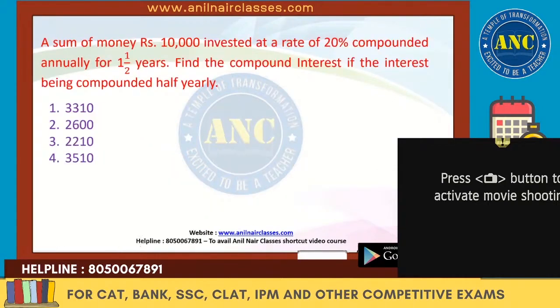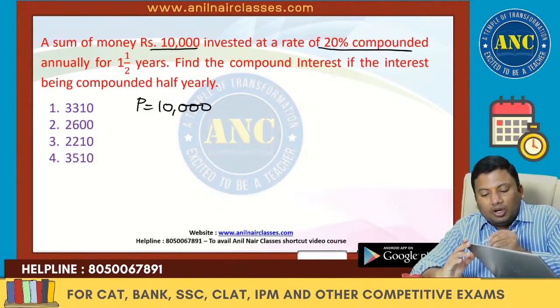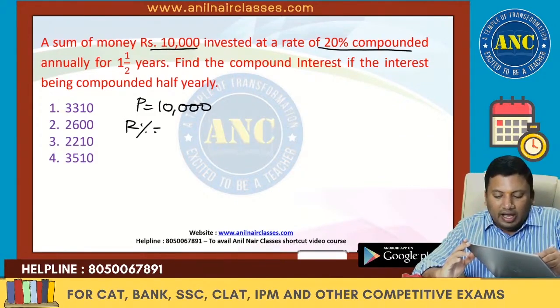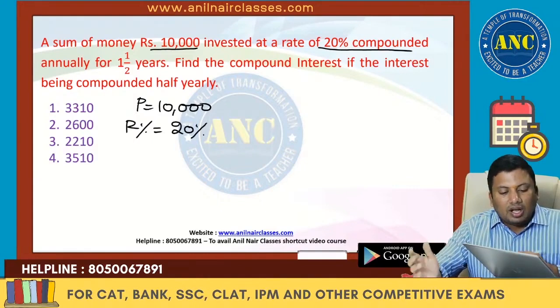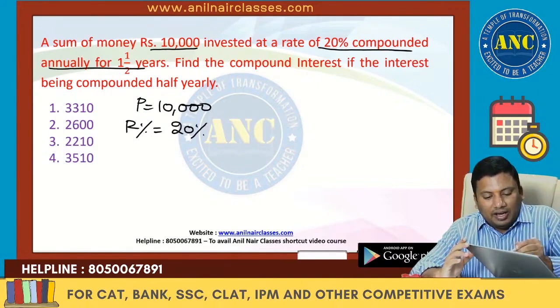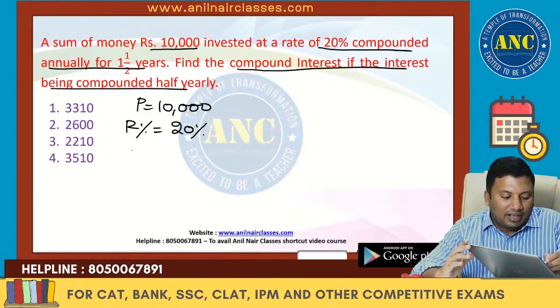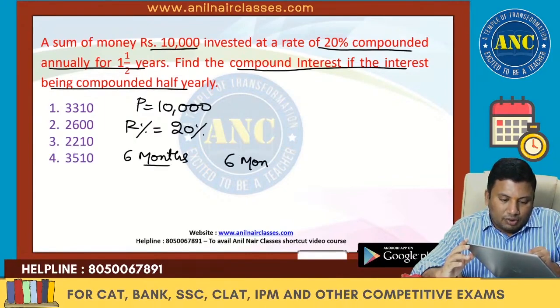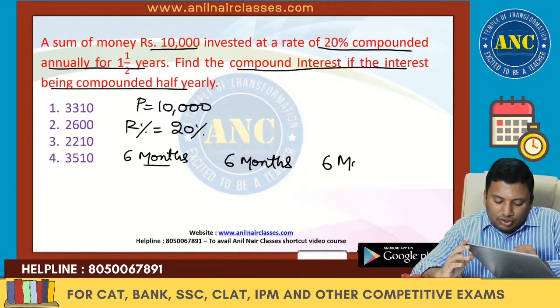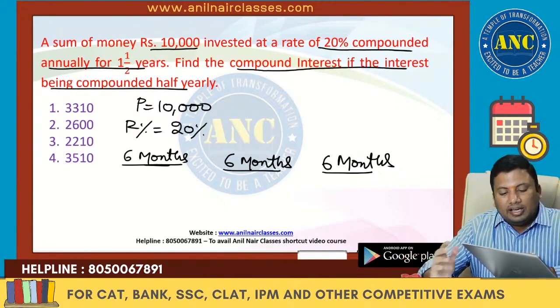Next question, please write down. The sum of money that is 10,000 is invested at a rate of 20% compounded annually for 1.5 years. Find the compound interest if the interest is compounded half yearly. Half yearly I am doing it, that means 6 months. Again 6 months, and again 6 months. Total 1.5 years, right? So 6 months, 6 months, 6 months. Why is it 6 months? It is given in the question that it is half yearly.